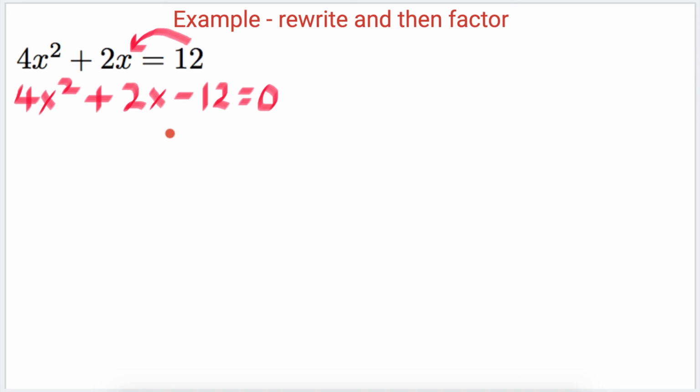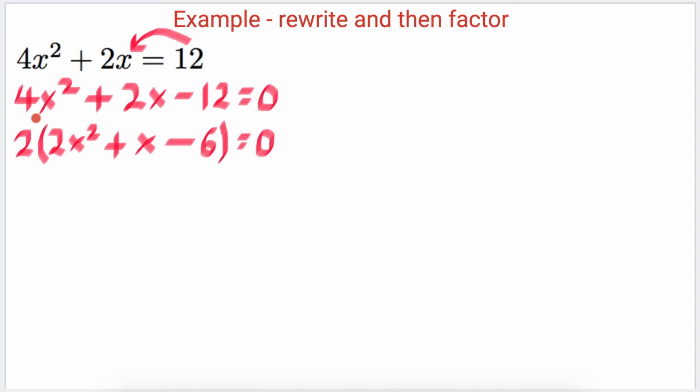Those three numbers have a common factor. The greatest common factor is going to be 2. So we're going to factor out the 2, and we end up with 2(x² + x - 6) = 0. Once it's in this form, we see that this 2 on the outside can be removed easily by dividing by it on both sides.